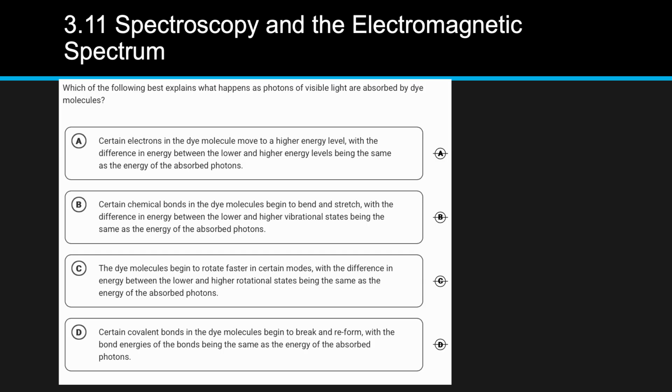So looking at the options, A says electrons move to a higher energy level, and the difference matches the energy of the photon. That matches our definition, so A would be correct. But let's look at the other options. B talks about bonds bending and stretching. That's infrared radiation, not visible light. C talks about molecules rotating faster, and we know that that's caused by microwaves, so that's not our answer. And D talks about covalent bonds breaking. That requires much higher energy, like UV or gamma rays. So the best answer is going to be A, visible light photons excite electrons to higher energy levels.